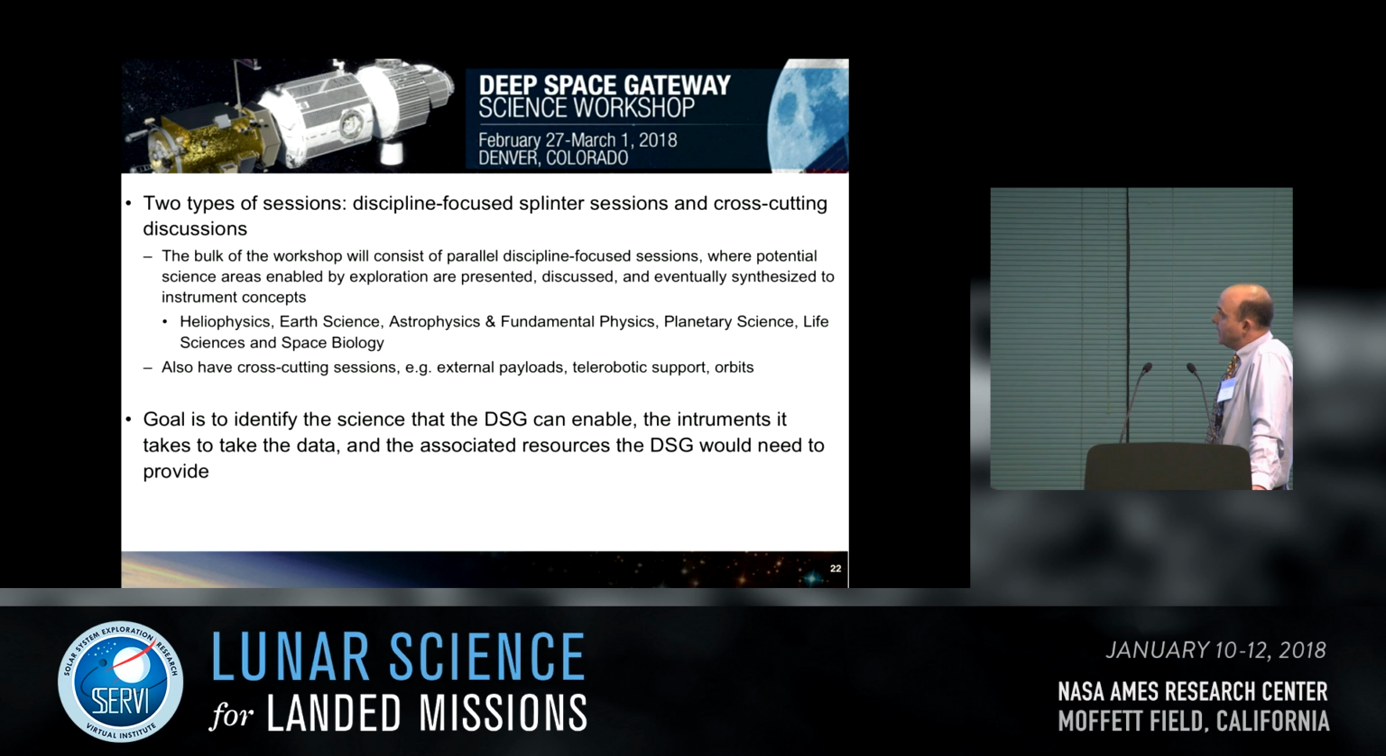With that in mind, we are having a workshop next month in Denver, Colorado. The goal is to look in more detail at the science that can be done. This will cover all scientific disciplines. We have heliophysics, earth science, astrophysics and fundamental, lunar and planetary science, and then life sciences and space biology are all covered. We got almost 200 abstracts for this. And then we'll have cross-cutting sessions that will look at things like external payloads and telerobotics support and different orbits.